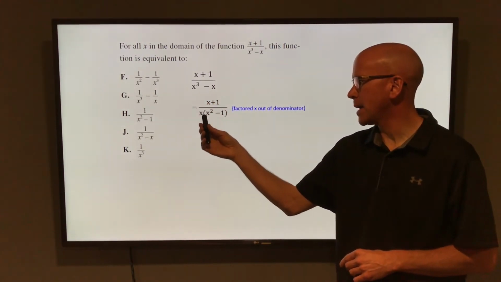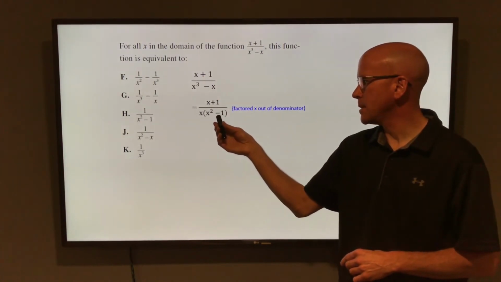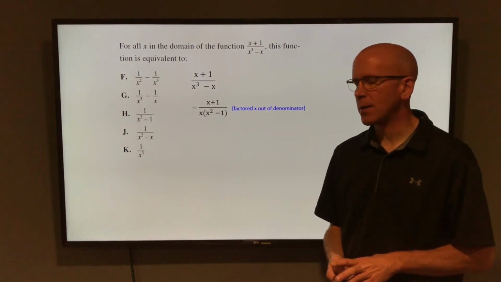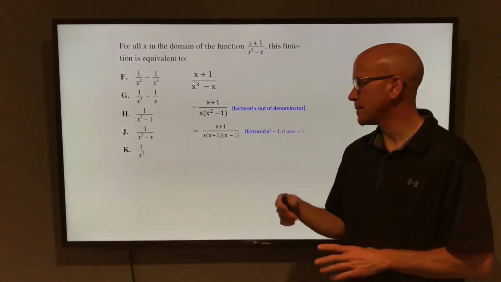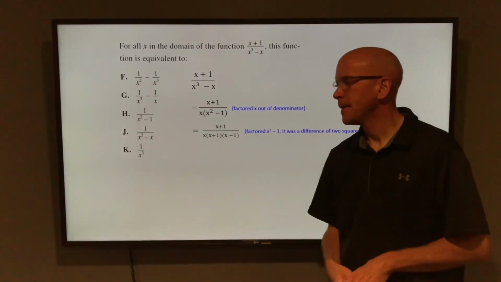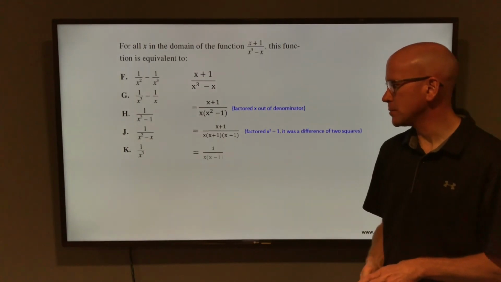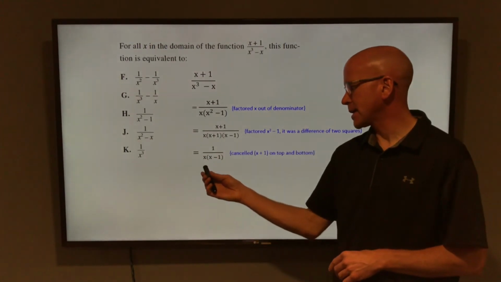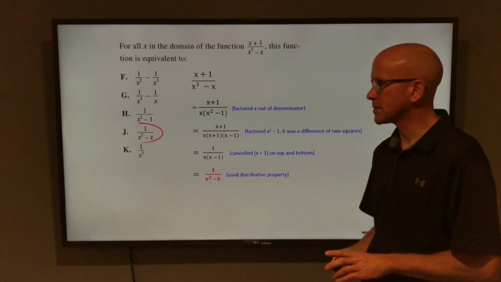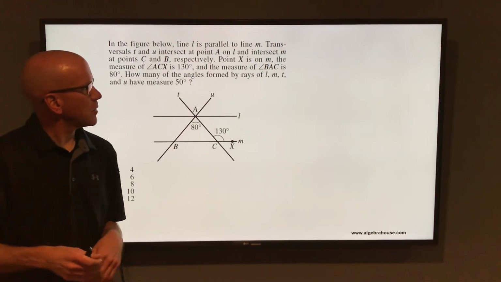Divide x to the third by x, it's going to be x squared. And if you divide -x by x, it's going to be -1. Now that x squared minus 1 is a difference of two squares. That will factor into (x plus 1) times (x minus 1). Remember, we're simplifying this to be one of these. Looking at that, the x plus 1 and the x plus 1, you could cancel those. You'd be left with 1 over x times (x minus 1), or 1 over (x squared minus x). Letter J.